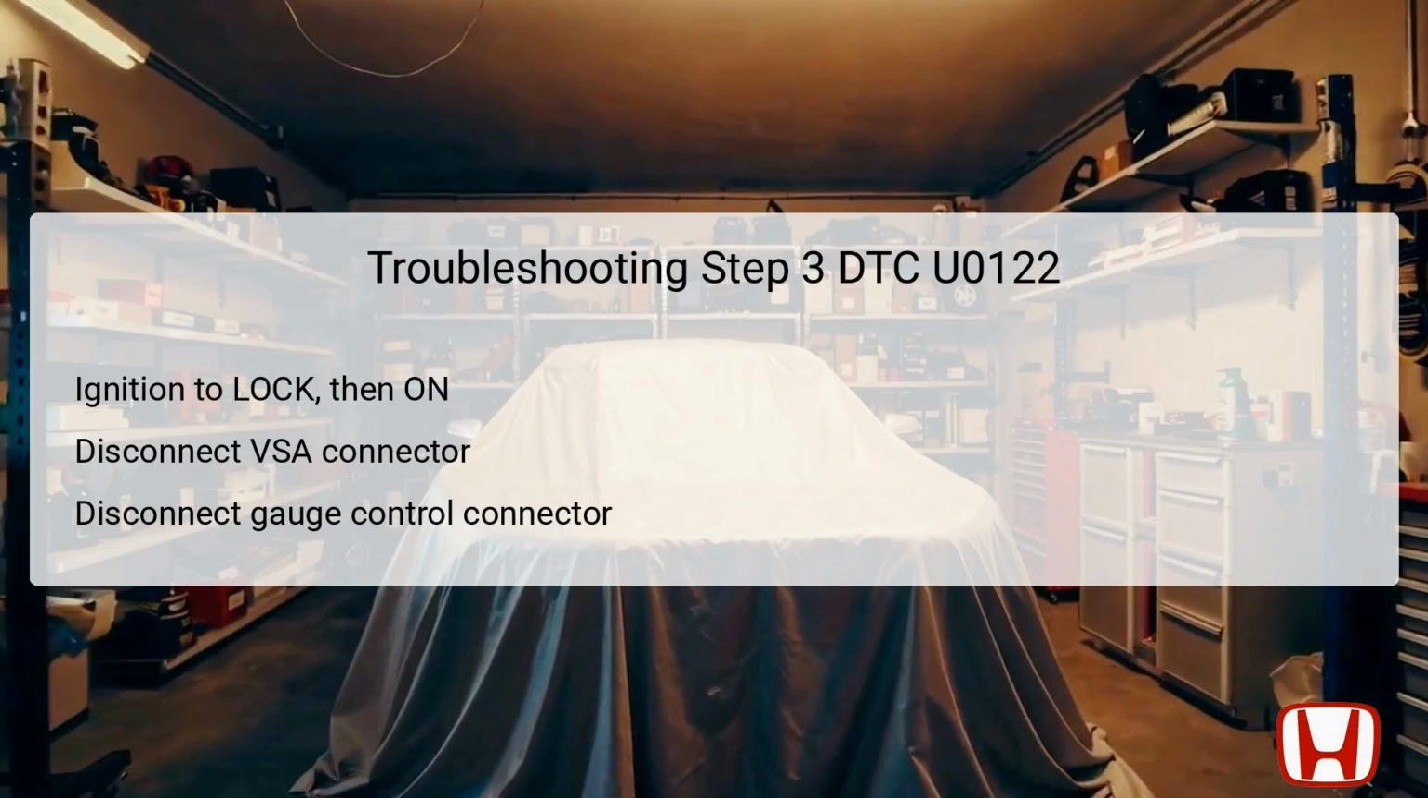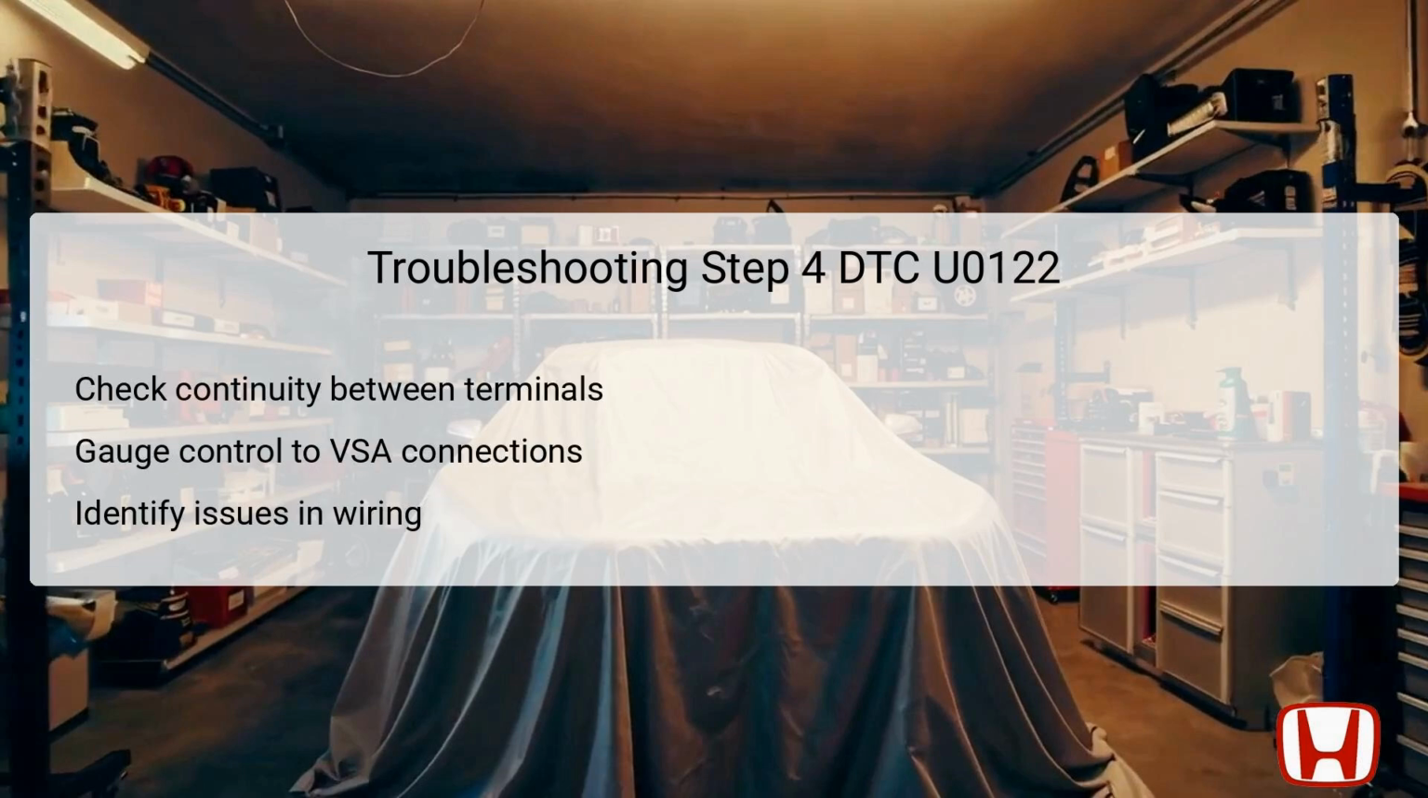is inspecting the connectors. This step sets the stage for checking the continuity between the connectors, which is vital for isolating the issue. In this critical step, continuity between terminals must be checked to validate proper communication between the Gauge Control Module and the VSA Modulator-Control Unit. The technician will examine the Gauge Control Module 32P connector terminals, number 29 and number 30, as well as the corresponding terminals, number 1 and number 14, on the VSA Modulator-Control Unit 36P connector.